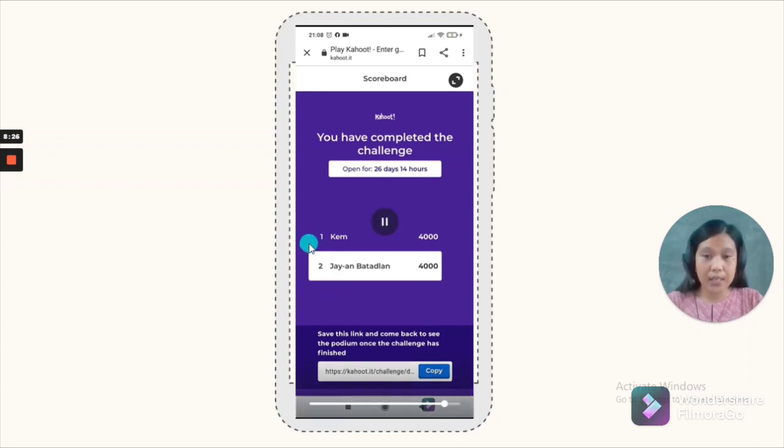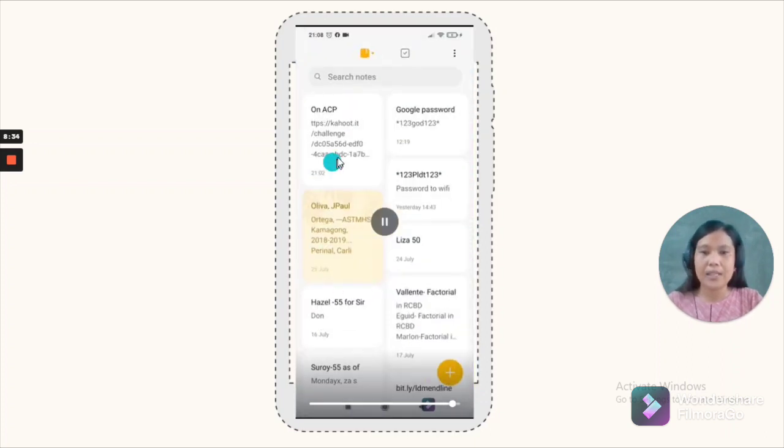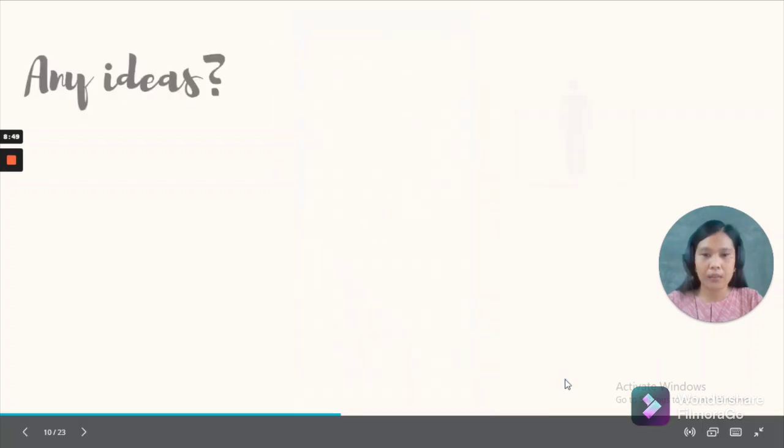So you see here, you are the players. So makita ko na siya even up to the 30th day. Okay, then i-save nyo lang dayon ang link.